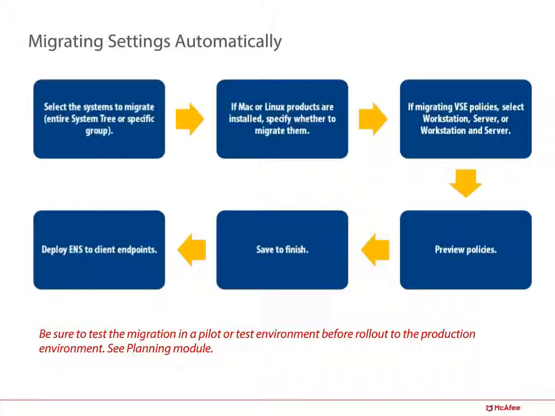So the workflow for migrating the settings automatically is you can select the system or the whole tree or a specific group. You select which products you want to be migrated. You'll notice if it's Mac or Linux, and then I select those. If I want to migrate the VirusScan Enterprise, I can select Workstation, Server, or both. Review my policies, save the policies, and then deploy the ENS product to my clients. Make sure that they get their new policies.